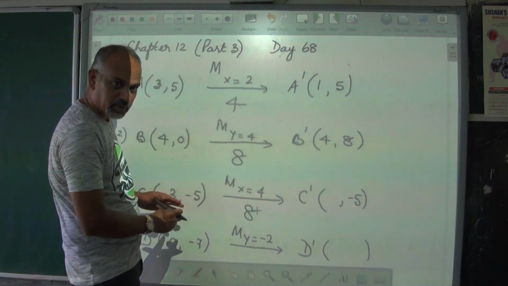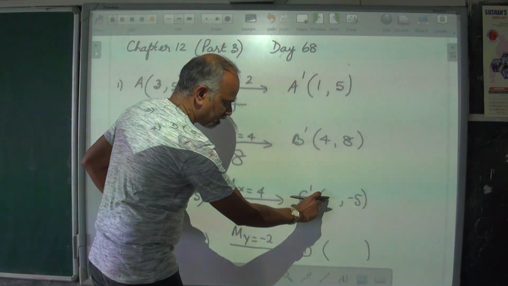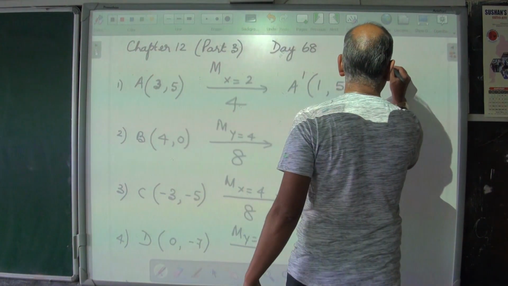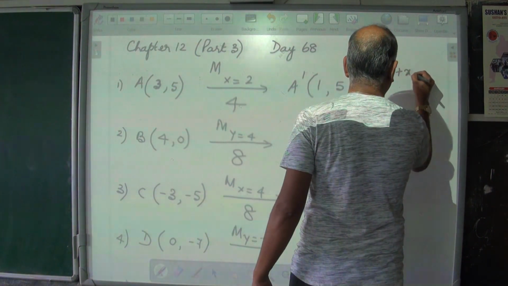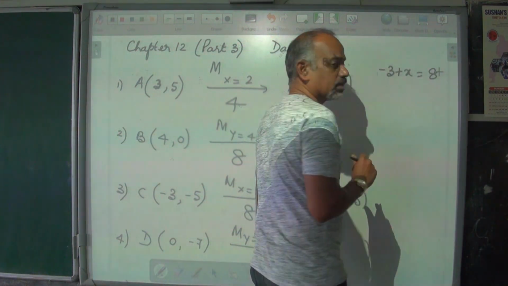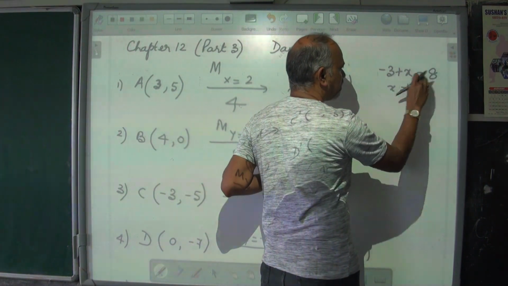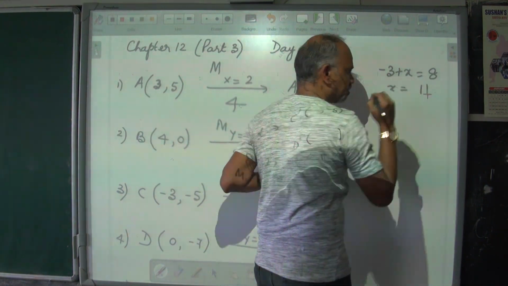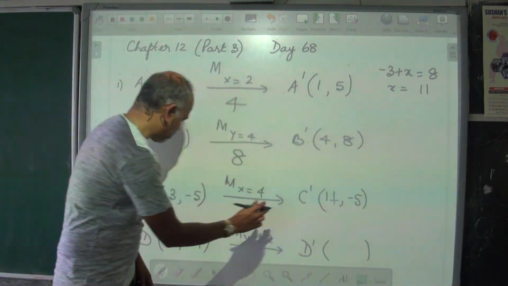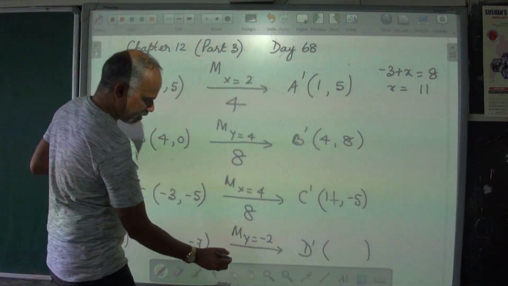Minus 3 added with something should give you 8. If you are not sure about that, you can do this. Minus 3 with something, that something you can assume as x. So I'm doing it on the side. Minus 3 plus x should give you a sum which is 8. So take the minus 3, that's it. x is equal to 8 plus 3, that will give you 11. So this value is 11. 11 minus 3 will give you the 8. Next.